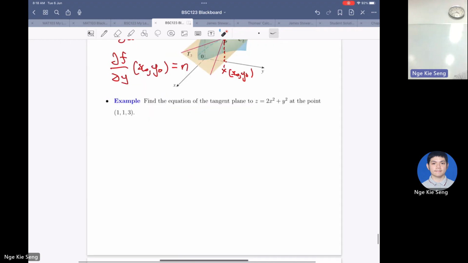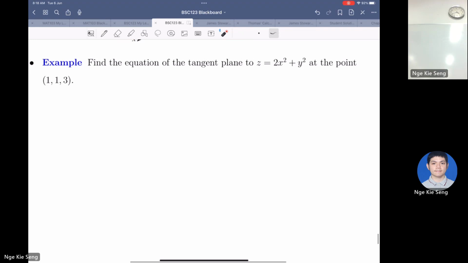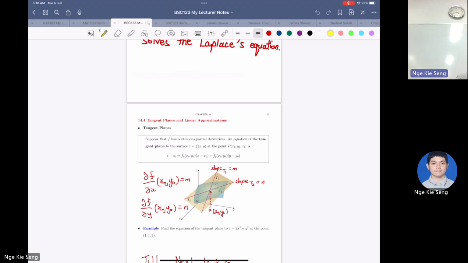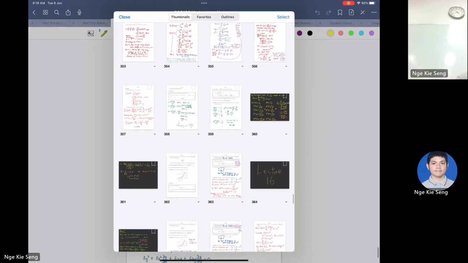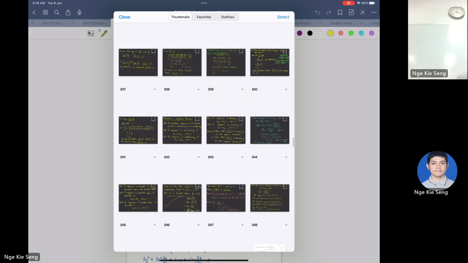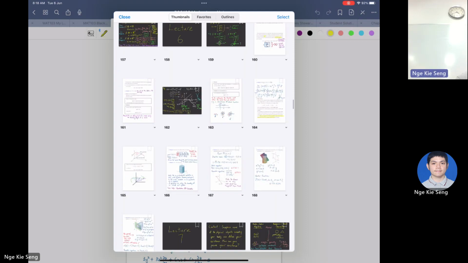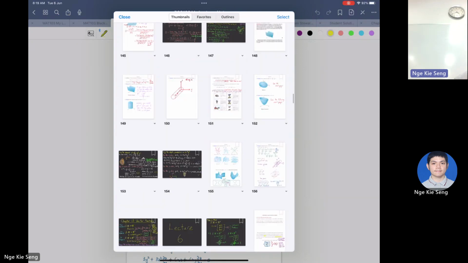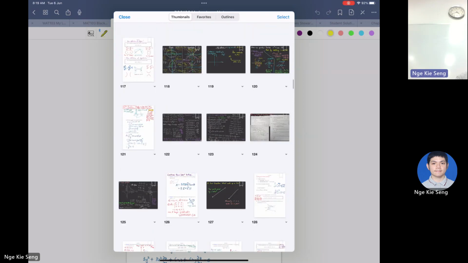Okay, so let's see how all these things work. Find the equation of the tangent plane to z equals 2x squared plus y squared at the point (1, 1, 3). So we have learned quadratic surfaces. What is z equals 2x squared plus y squared? What's the surface? How do we draw it? Can anyone recall? You need to at least briefly have some idea, okay? It's easier for you to picture the question.